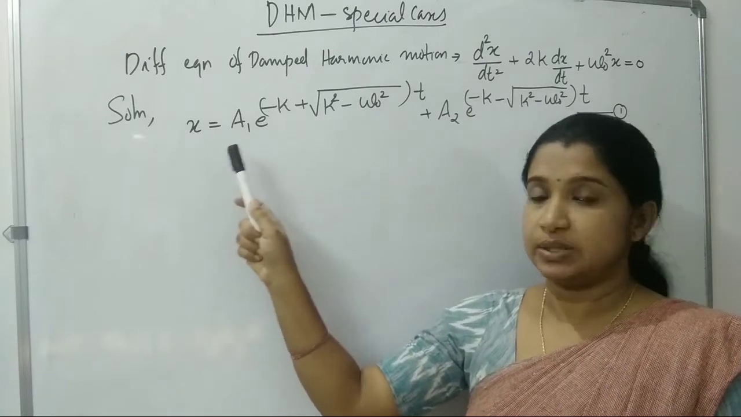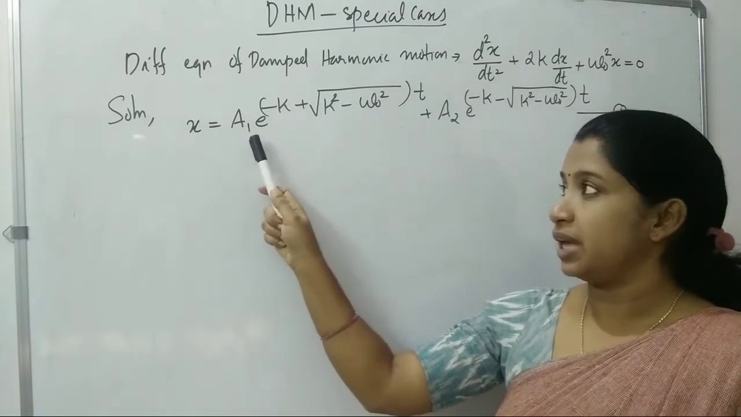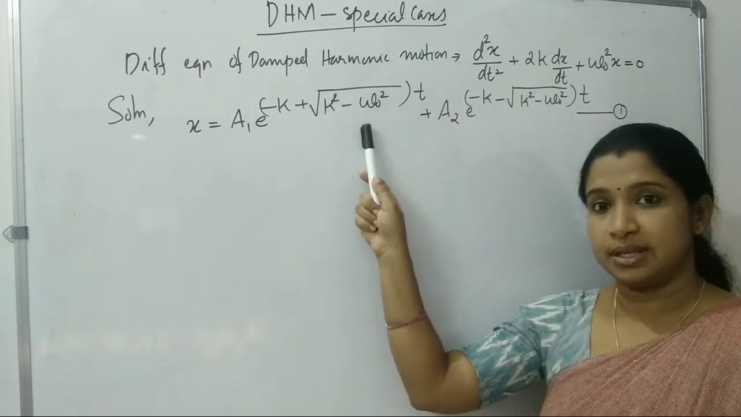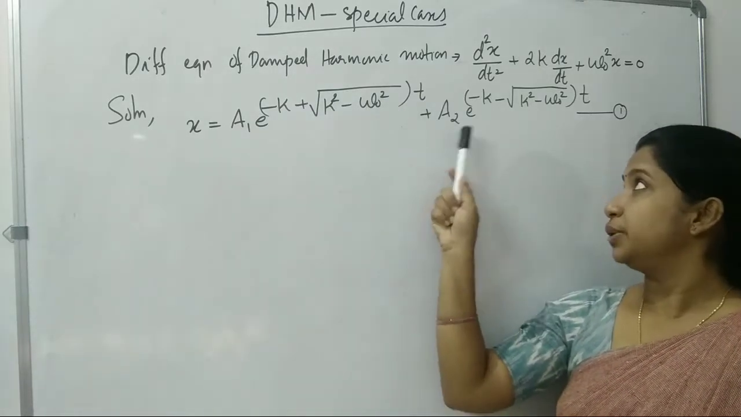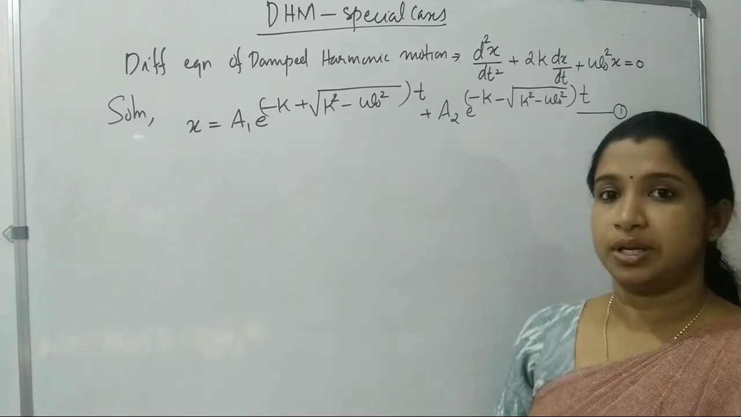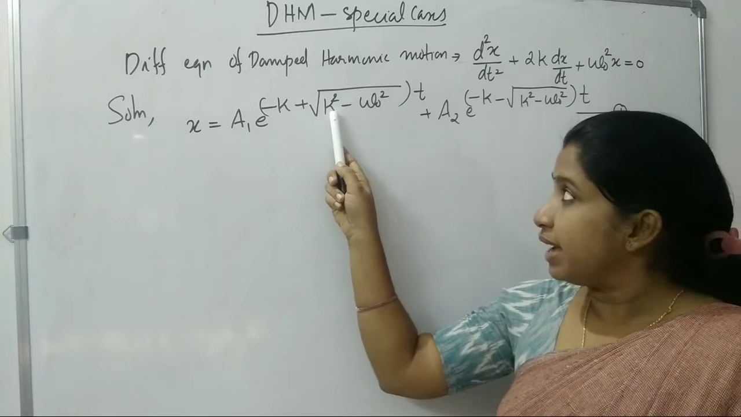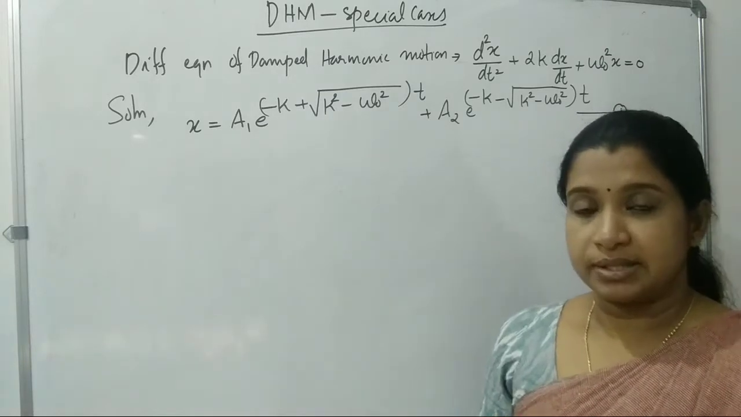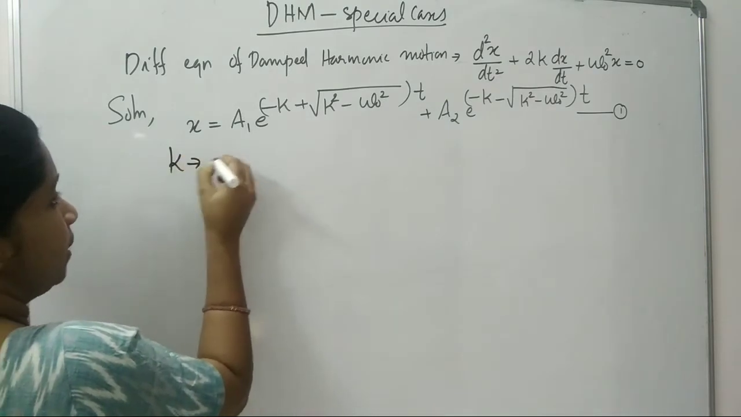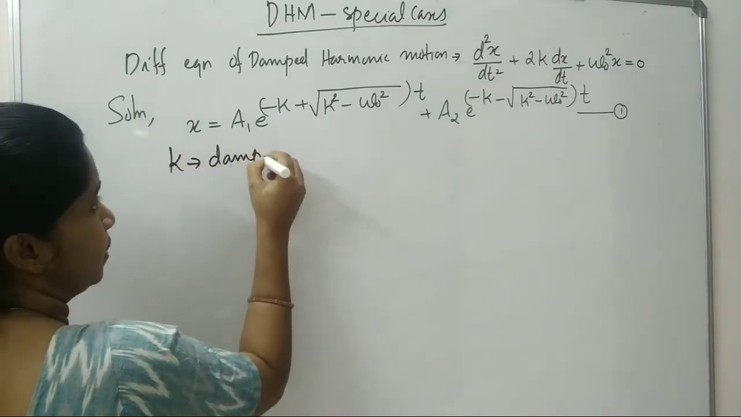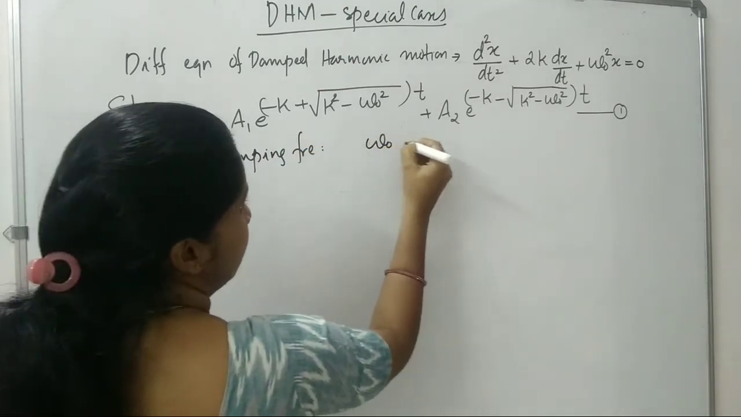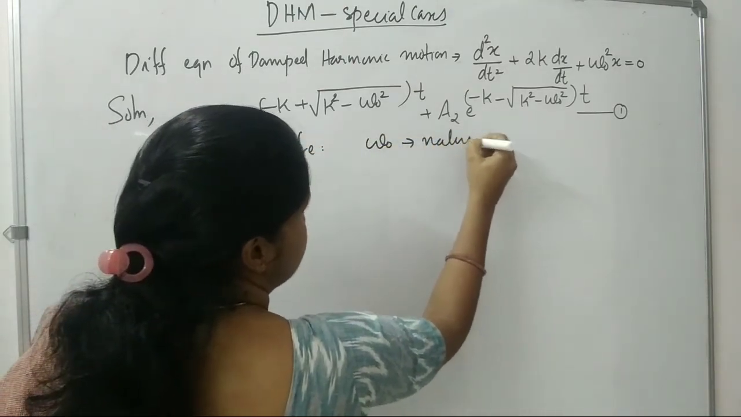We get the general solution as x = a1 e^(-(k + √(k² − ω0²)) t) + a2 e^(-(k − √(k² − ω0²)) t). So based on the values of k and ω0, what is k? k is the damping frequency and ω0 is the natural frequency.